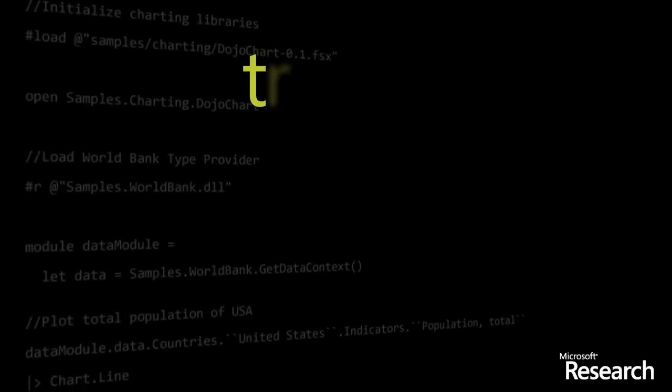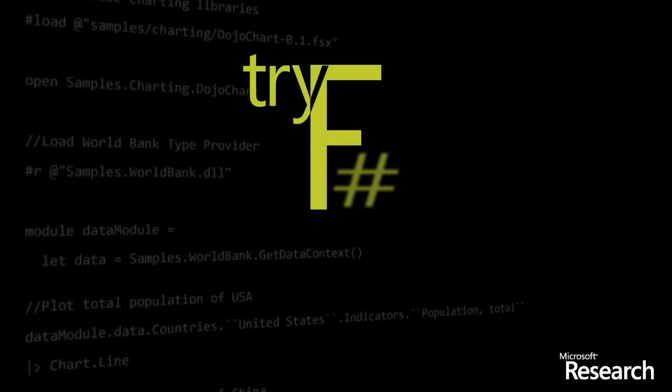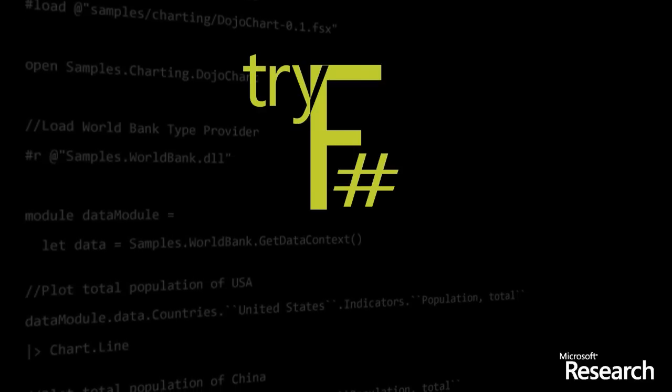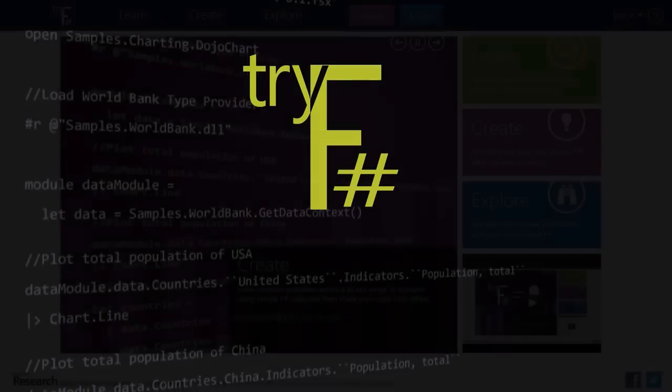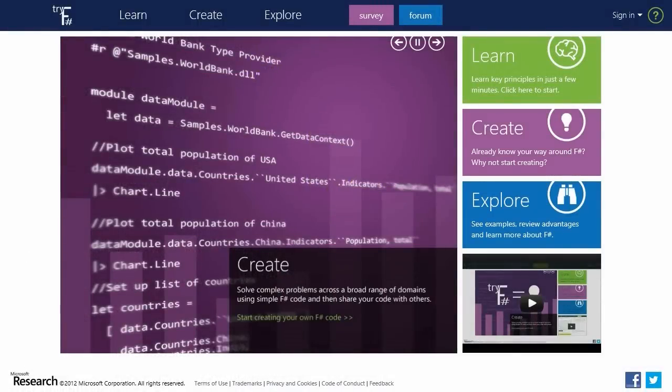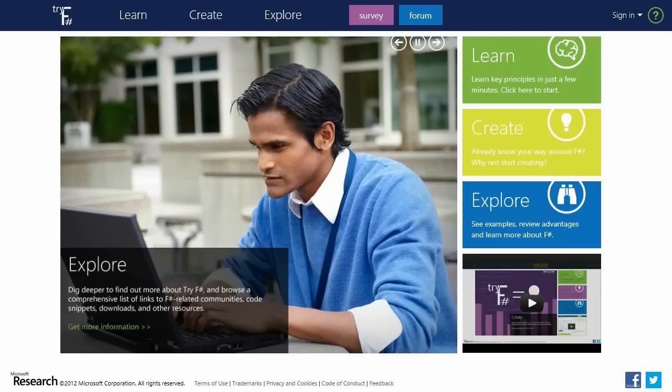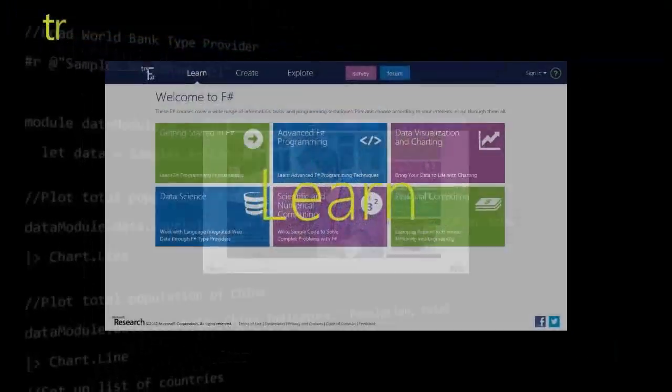Welcome to Try F-Sharp, a great place to learn about F-Sharp, an elegant and powerful language for analytical and information-rich programming. Let's take a tour of the Try F-Sharp site. The site is organized into three main sections: Learn, Create, and Explore. We'll take a look at each in turn.